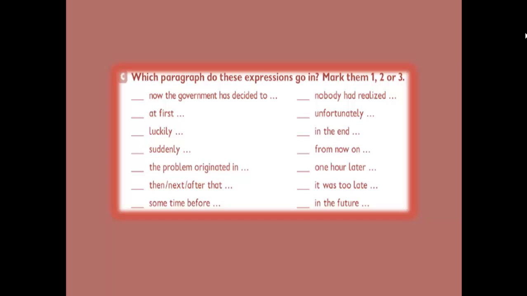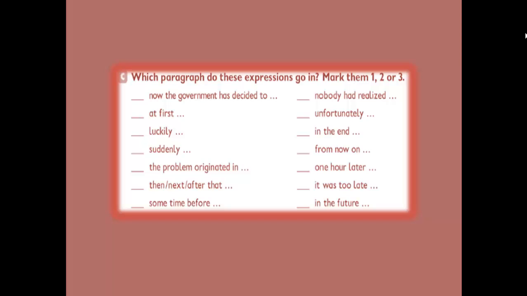Now let's move to number C. Which paragraph do these expressions go in? Mark them 1, 2, or 3. So here, if the paragraph, for example, talks about the cause, we put number 1. If it talks about the events, we put number 2. If it talks about the future, we put number 3. Now the government has decided to. Here we have the future, because here we have a resolution. We can put number 3.